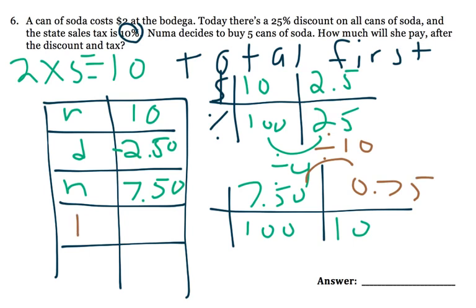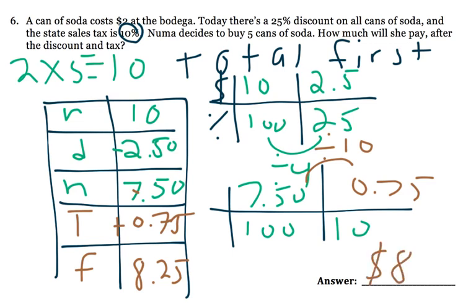So in other words, the tax on $7.50 is going to be 75 cents. And the final price is going to be $7.50 plus 75, a final price of $8.25. So the final price is going to be the same as it was with the item first strategy, $8.25, except here, instead of multiplying by 5 at the very end, we just did it at the very beginning.